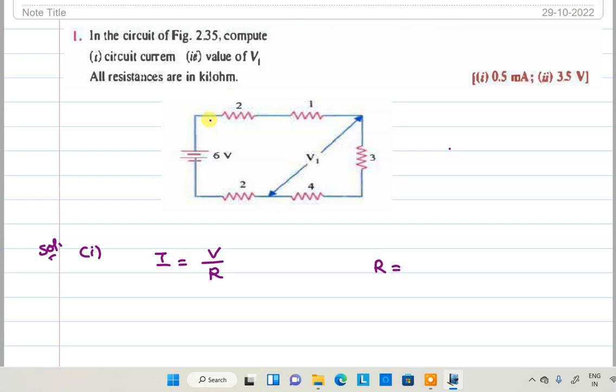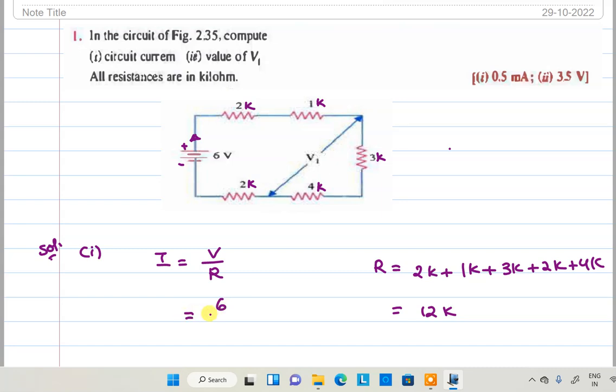Coming to the figure, this is the current direction from positive to negative. The same current is flowing through the 2 kilo ohm, 1 kilo ohm, as well as the 3 kilo ohm, the 4 kilo ohm, and the 2 kilo ohm. That means the current is the same. You can decide that the circuit is a series one, right? 2k plus 1k plus 3k plus 2k plus 4k is equivalent to 3, 6, 8, 12, 12k.